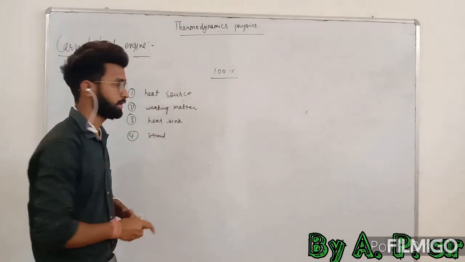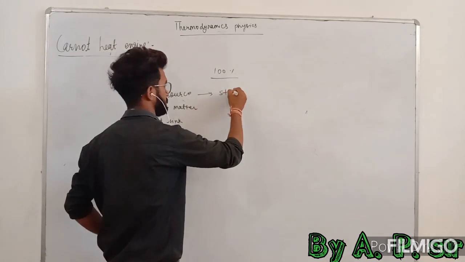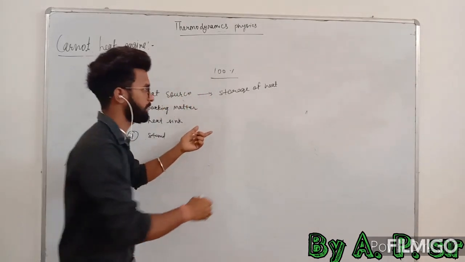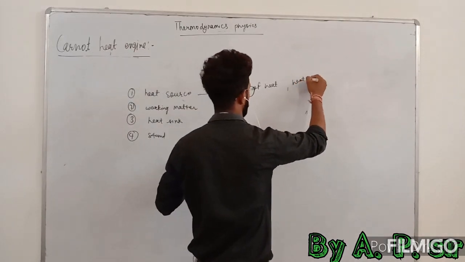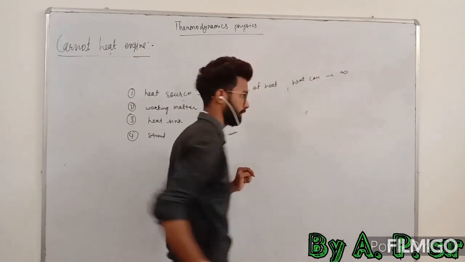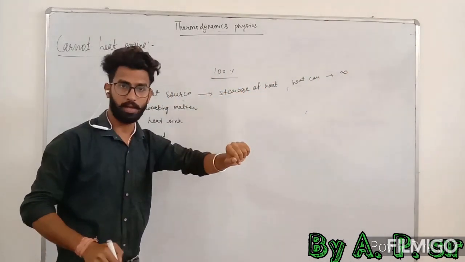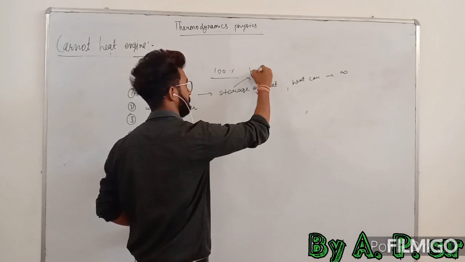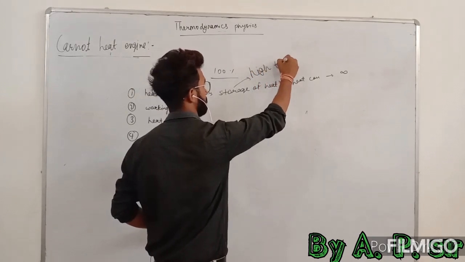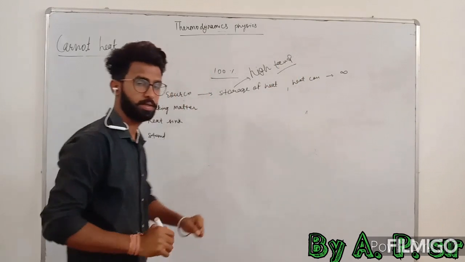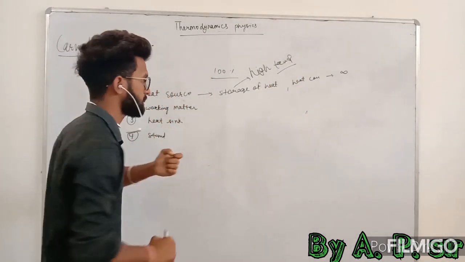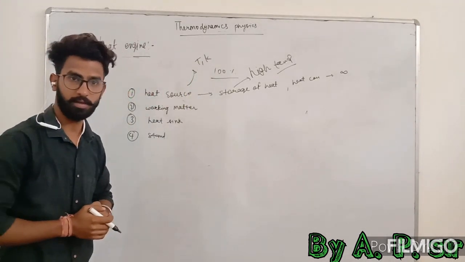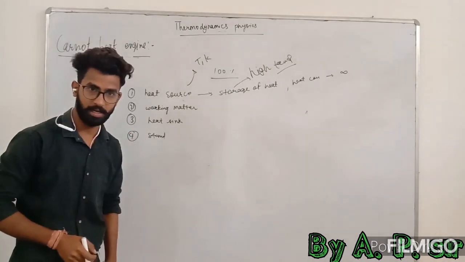First, heat source. This is a storage of heat. Its heat capacity is infinite and it has high temperature. It's important. It has high temperature. Let me consider the temperature is T1 Kelvin.